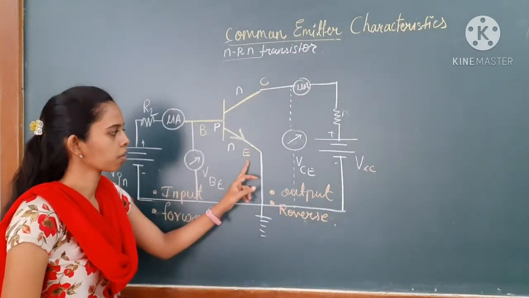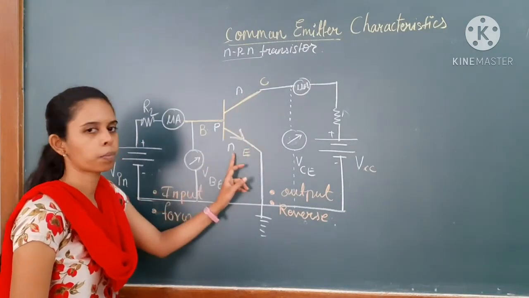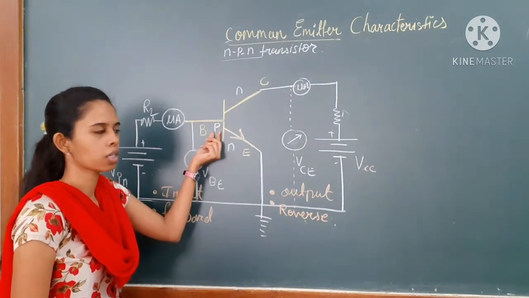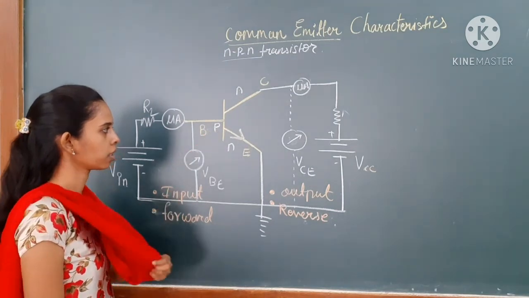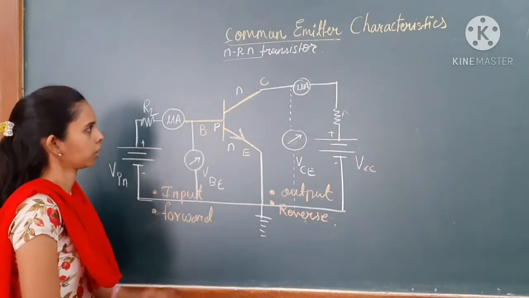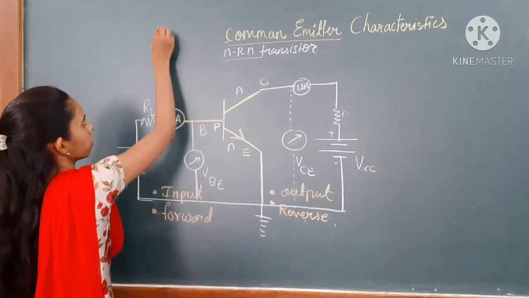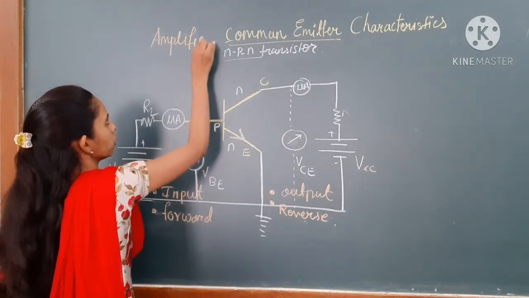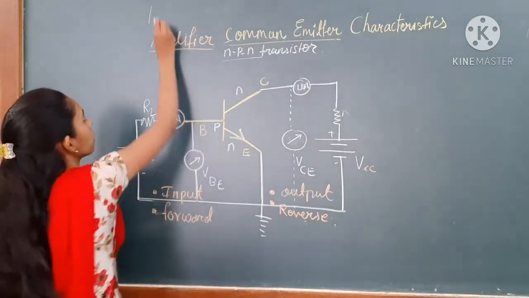The collector and emitter are doped with the same type of semiconductor, but the doping proportion is different, and the base is the P region, so it is doped with P type semiconductor. Now this is the diagram. So what we have to study is the amplifier: transistor as an amplifier.